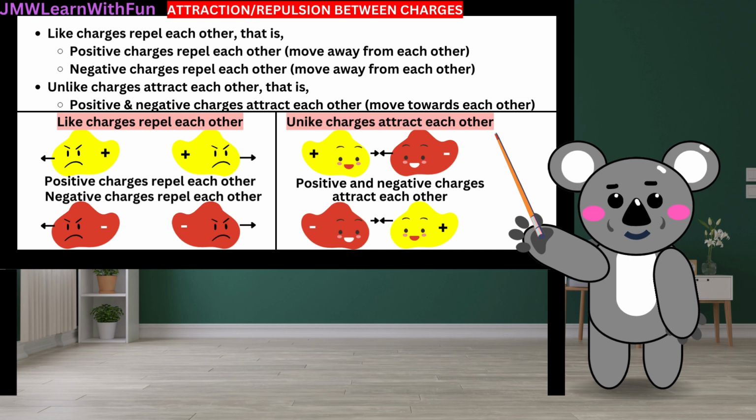The figure shows that like charges repel each other and move away from each other, two positive charges repel each other, two negative charges repel each other. The adjacent figure shows that unlike charges attract each other and move towards each other, a positive and a negative charge attract each other.